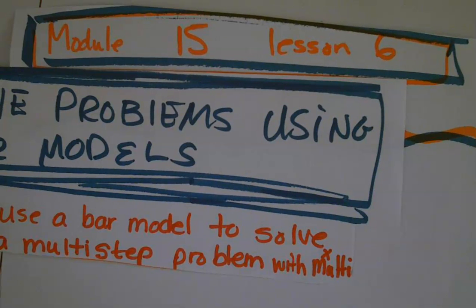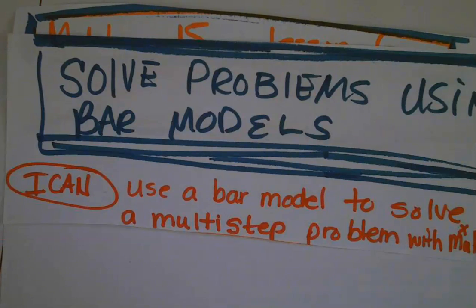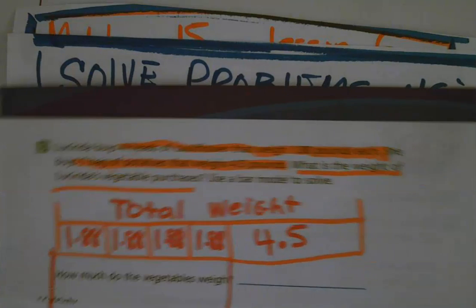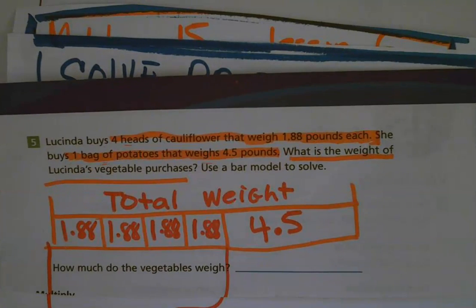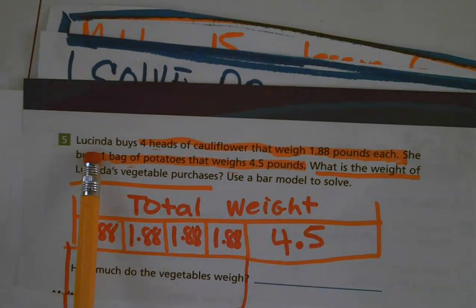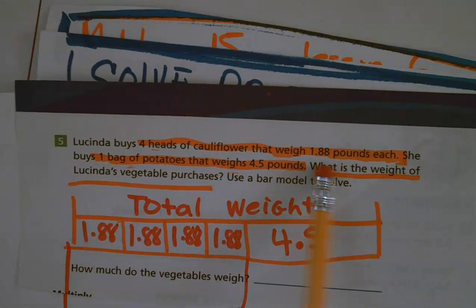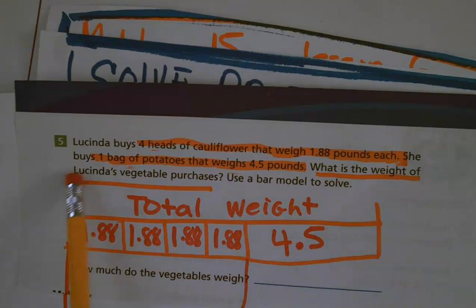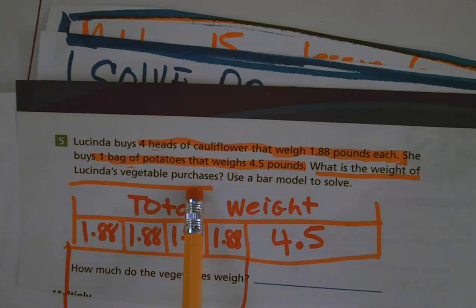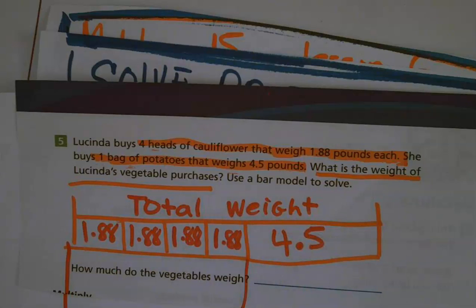Okay, we're going to start with a pretty simple problem. I'm going to read it to you, and then I'm going to remind you how to go through this one sentence at a time to get the information you need to solve the problem. In this problem, we have Lucinda who buys 4 heads of cauliflower that weigh 1.88 pounds each. She buys 1 bag of potatoes that weigh 4.5 pounds each. What is the weight of Lucinda's vegetable purchases? Use a bar model to solve.